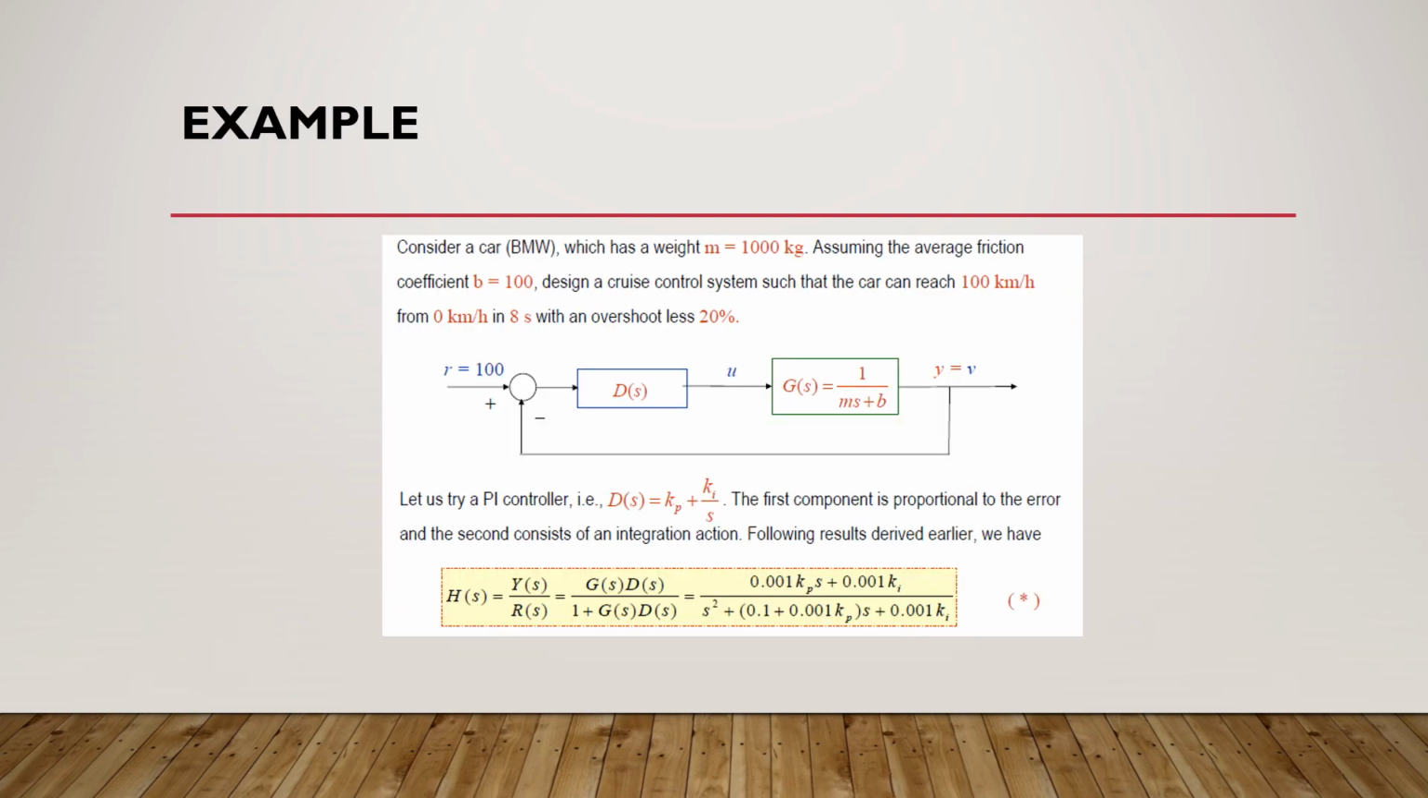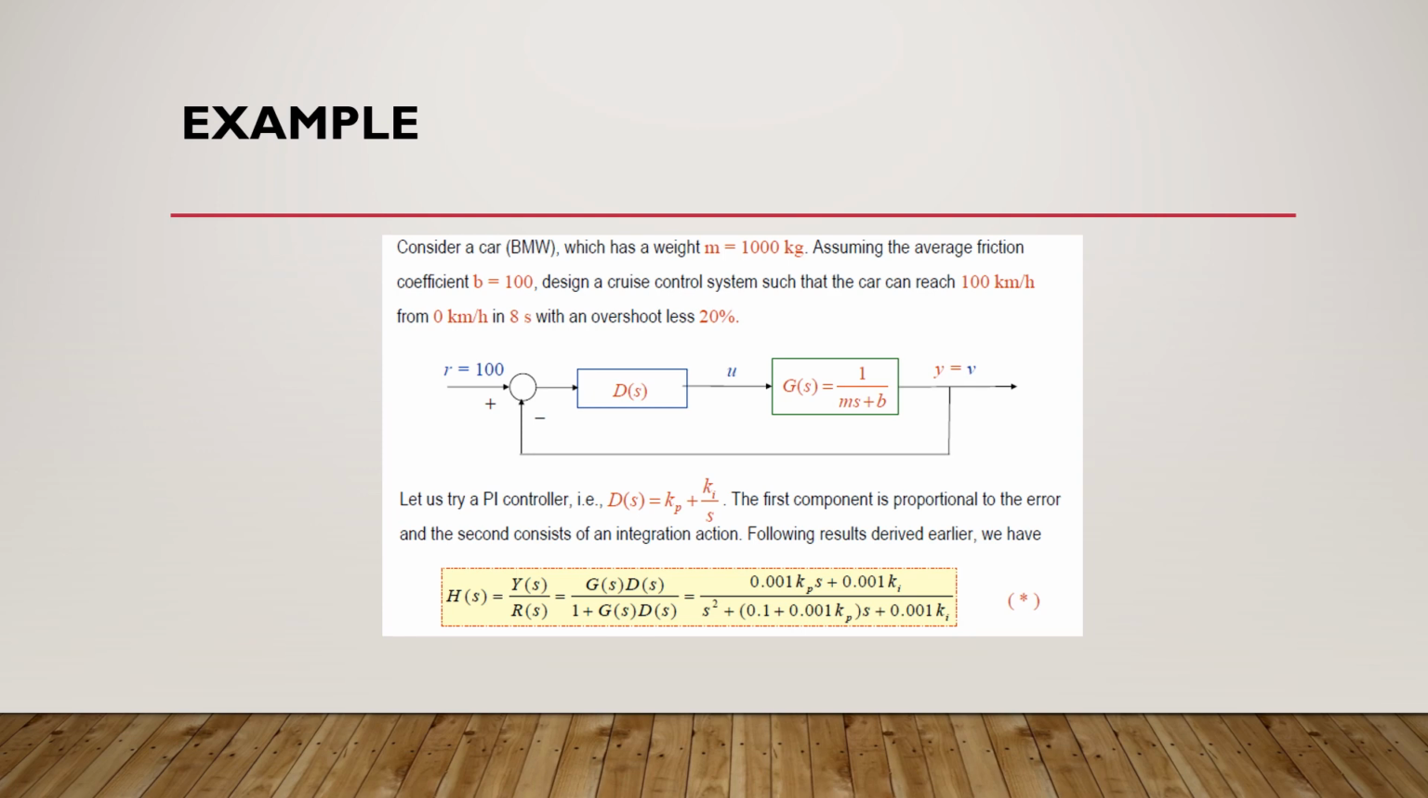Today we are performing this example on MATLAB Simulink. Consider a car which has a weight m equals 1000 kg. Assuming the average friction coefficient b equals 100, design a cruise control system, also known as a speed control system, such that the car can reach 100 km per hour from 0 km per hour in 8 seconds with an overshoot less than 20%.